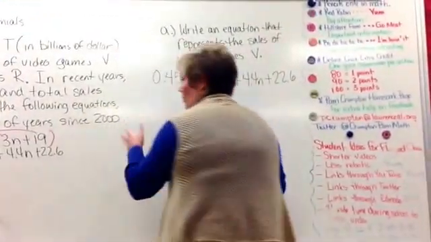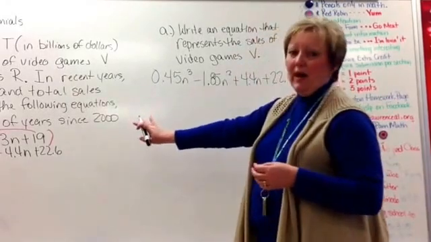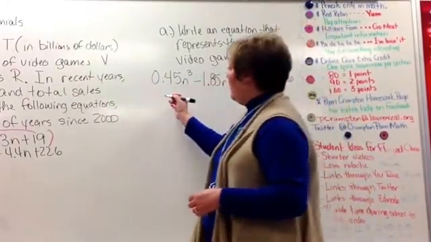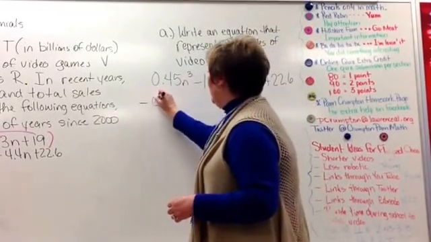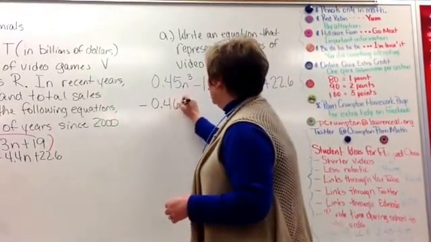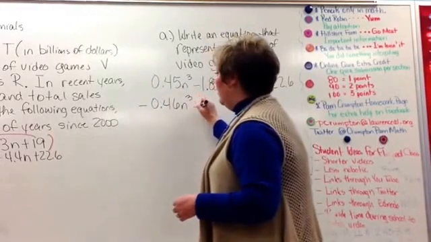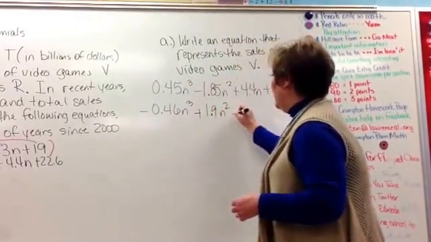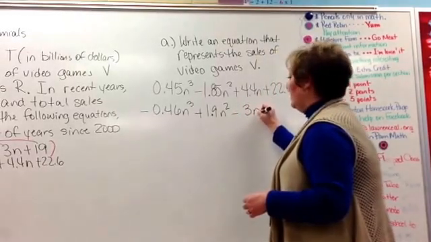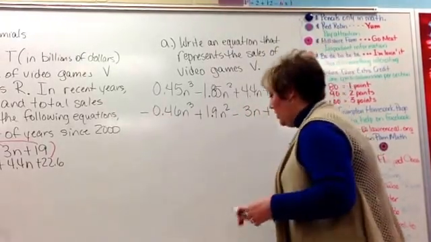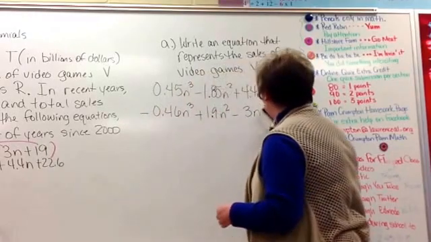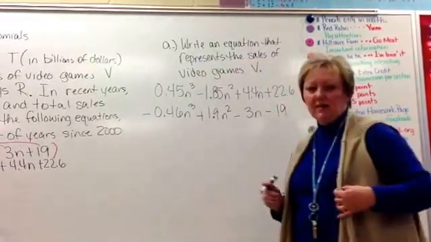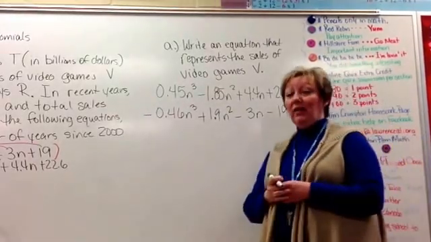Okay? Now, once we distribute that, they're already lined up on top with our like terms. Distributive property gives me negative 0.46 n to the third plus 1.9 n to the second minus 3n, not plus, that should be minus. Okay, pause the video for just a minute and see what you get for your answer.